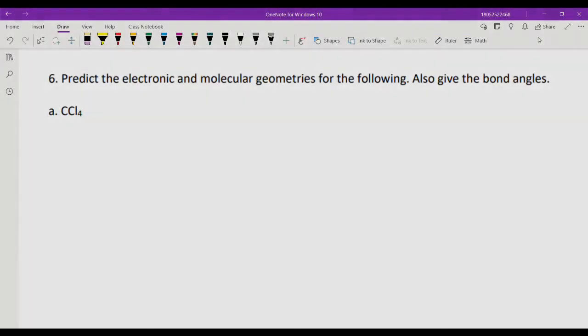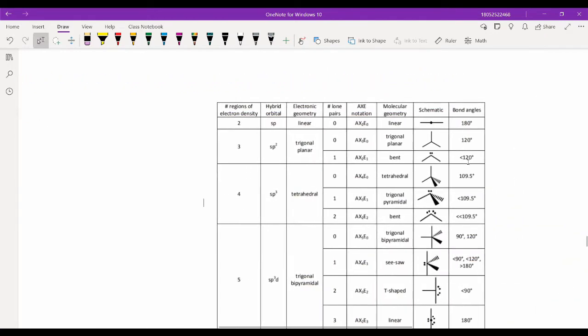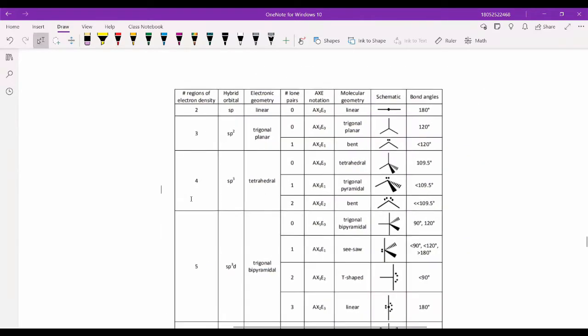Okay, in this video, we're going to cover VSEPR theory, which is a theory or model for predicting the shapes of molecules, or what we call the geometries. What's important to understand is how to use this chart. This is an information page kind of thing that you can use. And we'll go over the two geometry types, which are electronic geometry and molecular geometry.